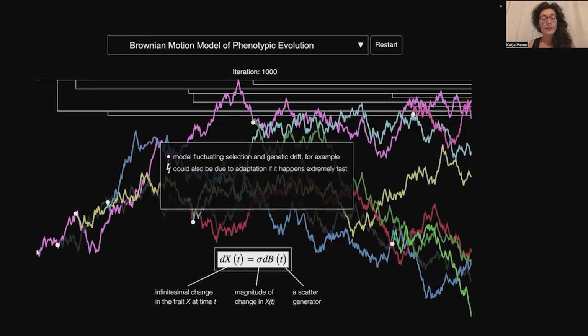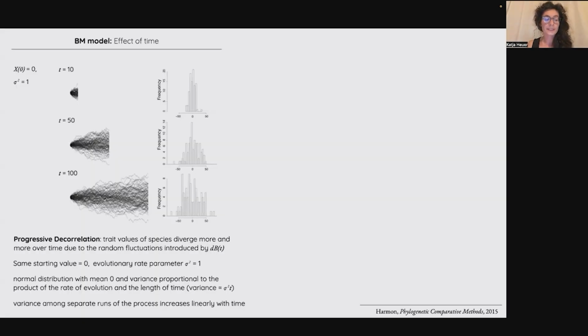And so the model could model genetic drift and represent neutral evolution, but it could also be due to adaptation if it happens very fast. The Brownian motion model assumes that trait changes are independent and normally distributed, and that the variance of the trait changes is constant over time. And here we can see the effect of time on the phenotypic evolution. So with the same starting value of 0 and the same evolutionary rate parameter, trait values of species diverge more and more over time due to the random fluctuations. And so the variance among runs of this process increases linearly with time.